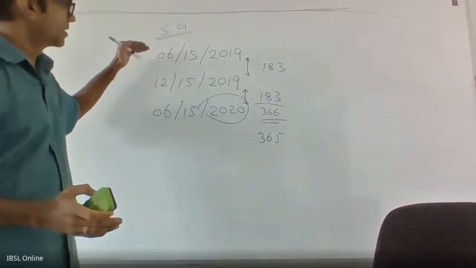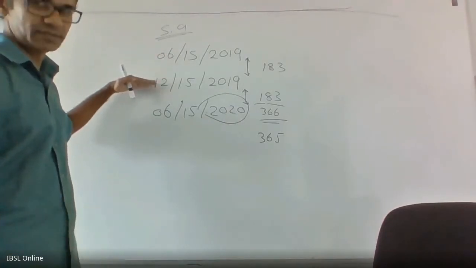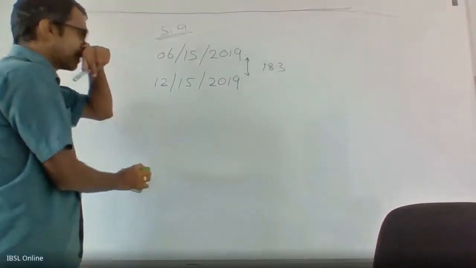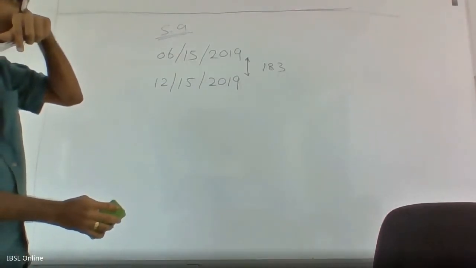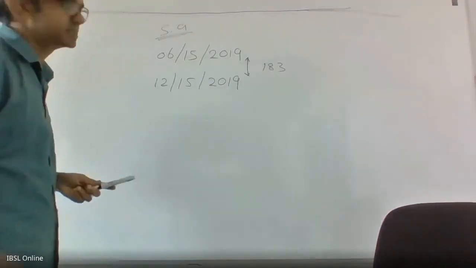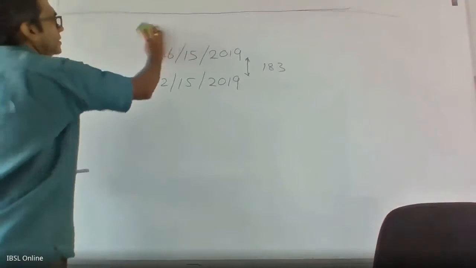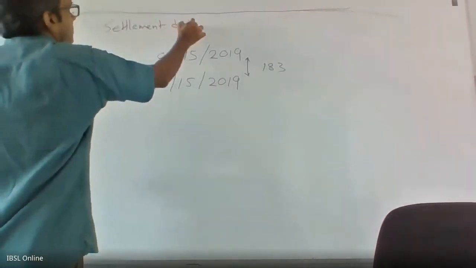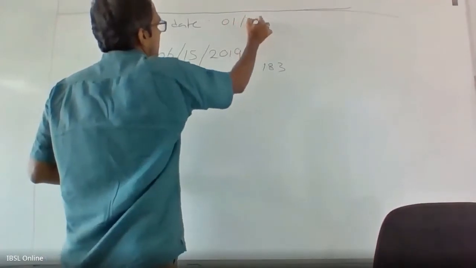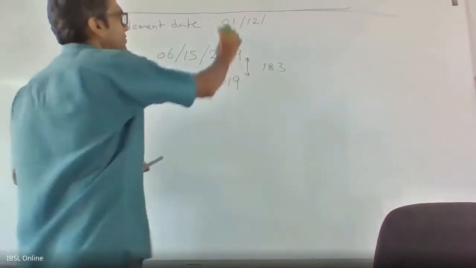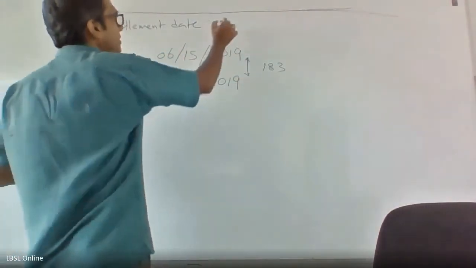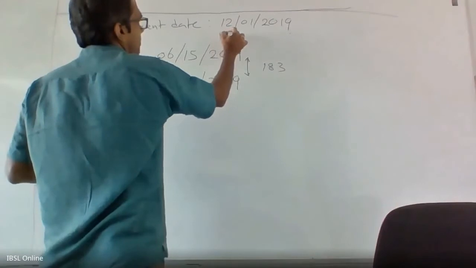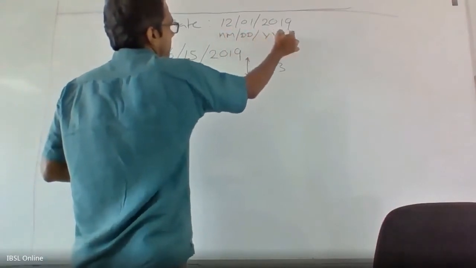Here, how many days between June 15, 2019 and December 15, 2019? Now in this example, the settlement date is given as 1st December. Not to confuse you, I use the same date format in Excel: December 1st, 2019, in month, date, year format.